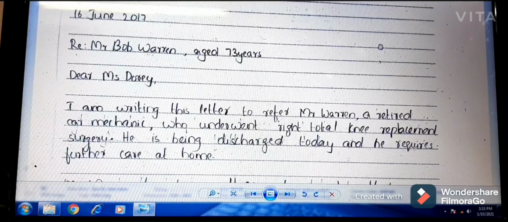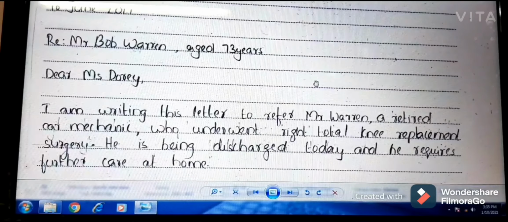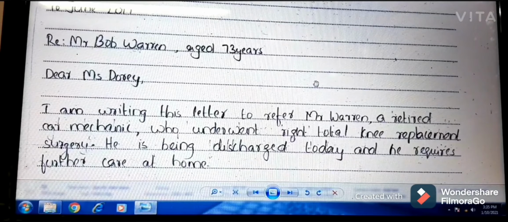You can see after the address, there is a line that is left blank. Then again, after the date, a line is left. Then after reference, again, one line is left. Then comes Dear Miss Doré. Again, one line is left. You can see all paragraphs start close to the margin, not from the middle of the line.